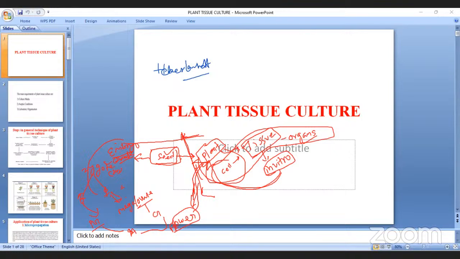I already told you that for plant tissue culture, we need aseptic conditions. We create them, and I will explain how to create aseptic conditions. We need a proper explant, a proper laboratory, test tubes, and so on.